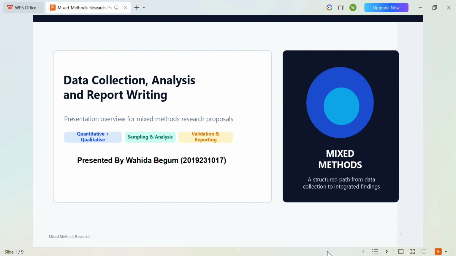In this presentation, we will go over what mixed methods research is and why it's important, the data collections process, including types of data and sampling strategies, how to analyze and integrate both types of data, the validation process to ensure your findings are credible, and the structure of report writing in mixed methods research.